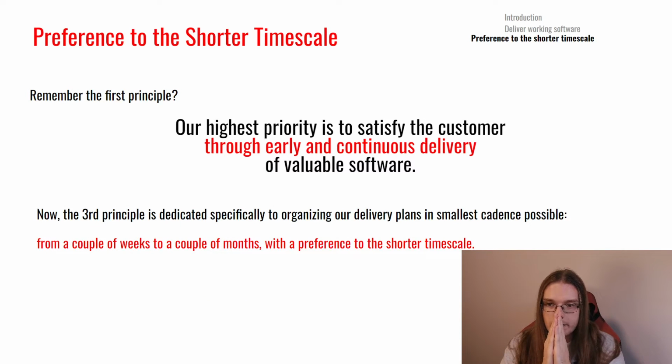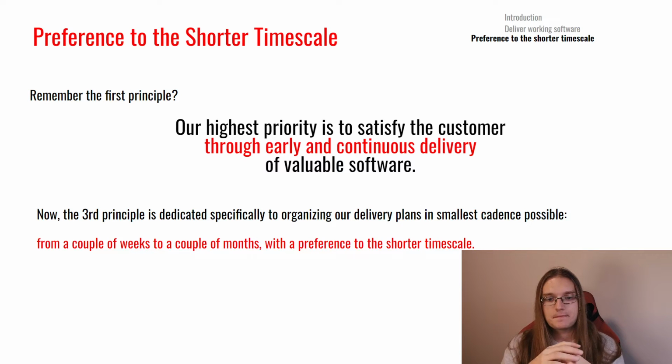So if you remember the first principle, our highest priority is to satisfy the customer through early and continuous delivery of valuable software. So the third principle about delivering in cadence and preference to the shorter one says that we need to organize our working schedule, plans, etc. in the smallest cadence, from a couple of weeks to a couple of months, with a preference to the shorter time scale.